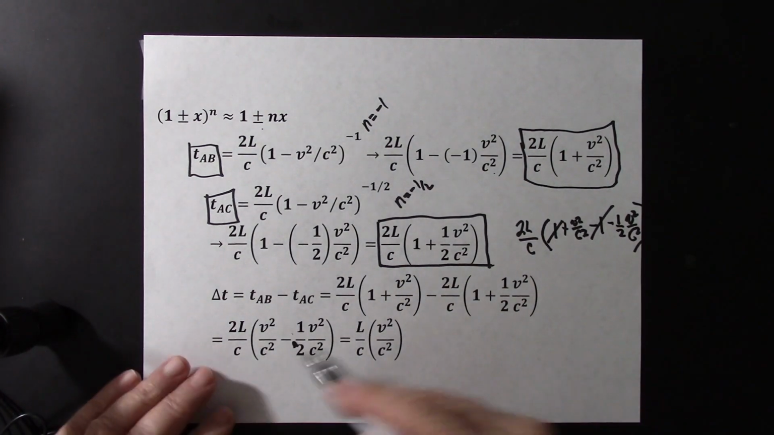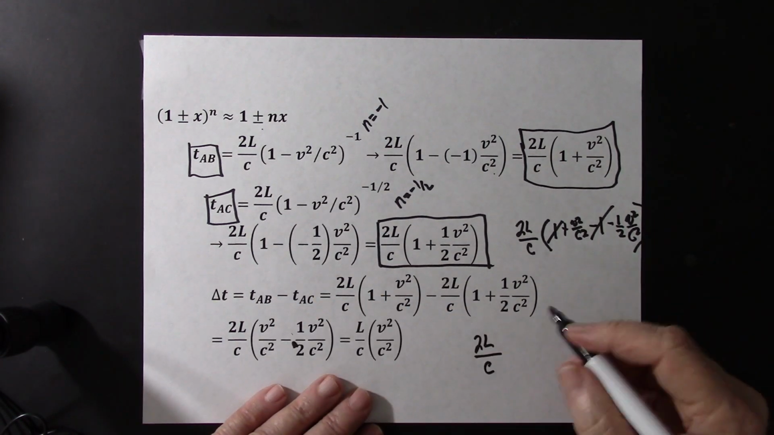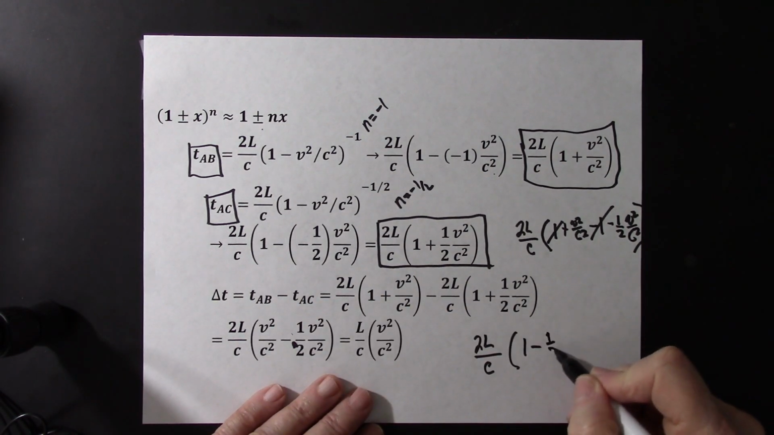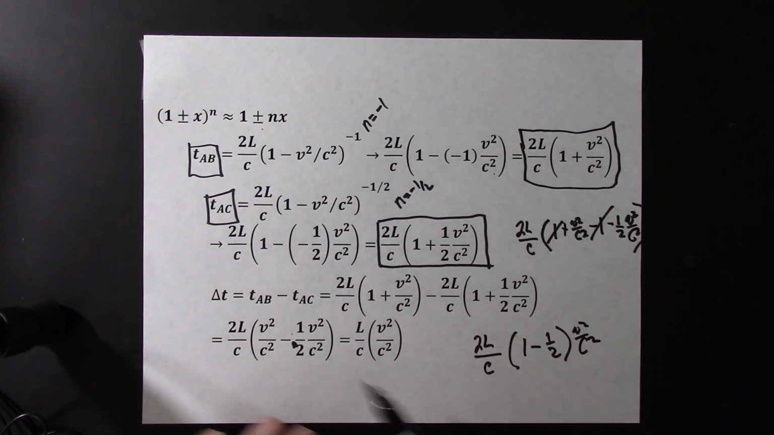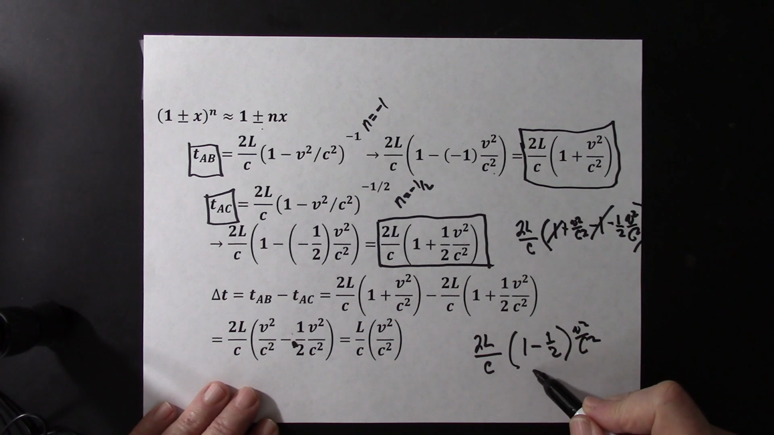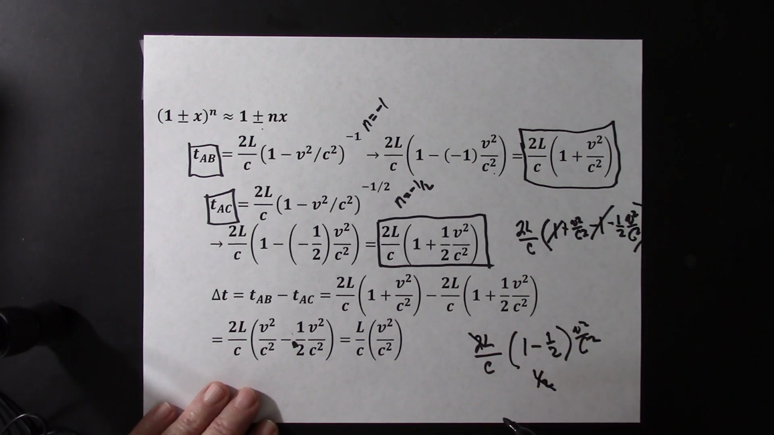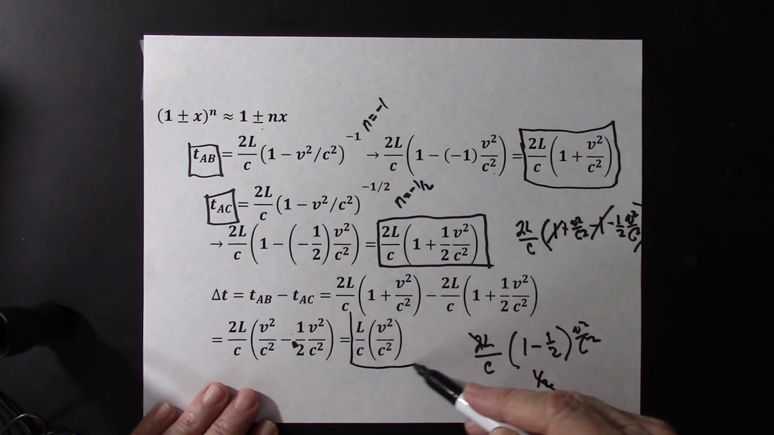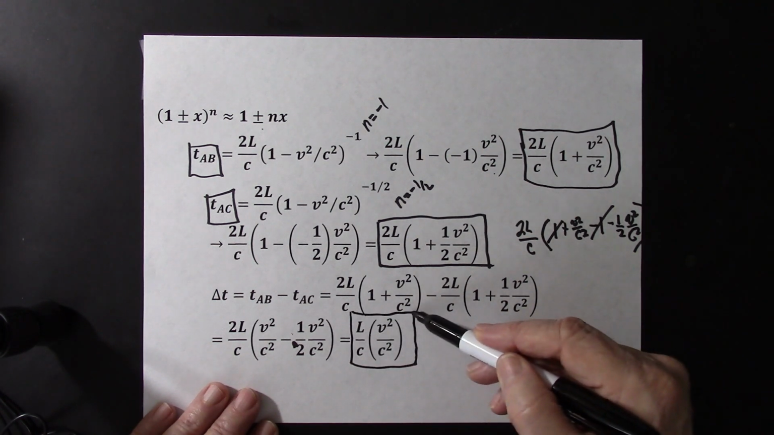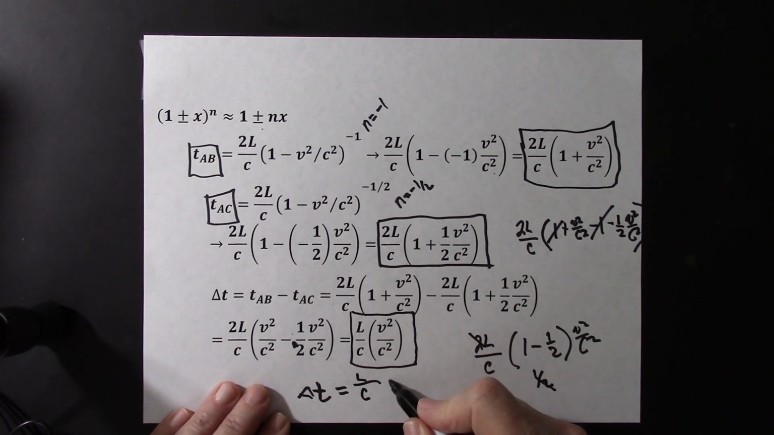And that's what we have here. We can do the same thing, and say that that's equal to 2L over c times 1 minus 1/2 v squared over c squared, because we've just factored out the v squared over c squared, and we know what that is, that's 1/2. And the 2's cancel, and we're just left with this. The difference in the arrival times is equal to L over c multiplied by v squared over c squared.